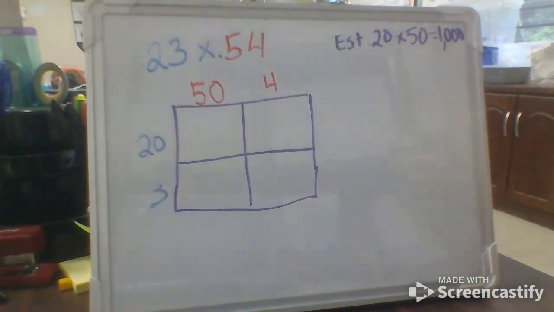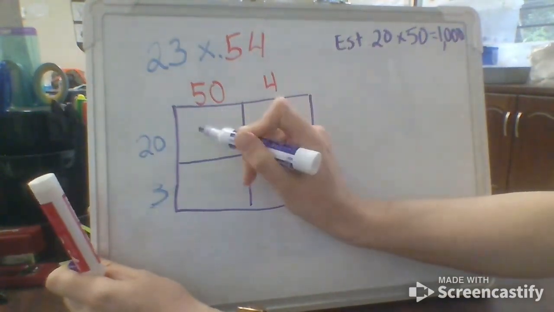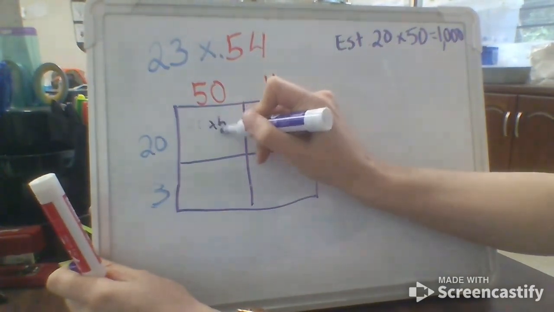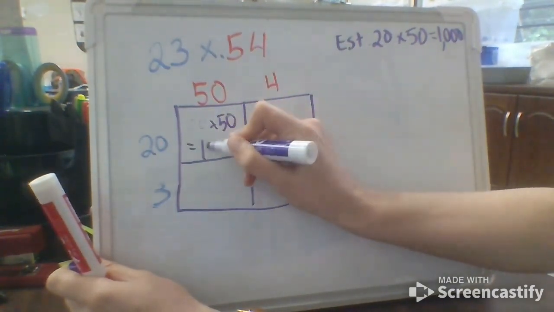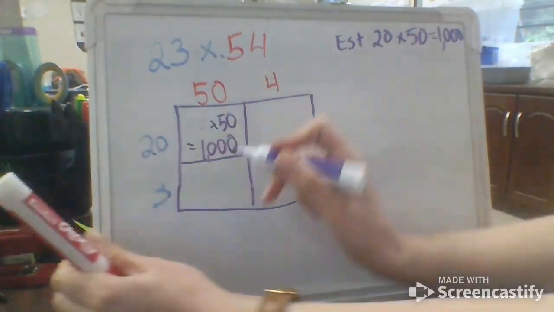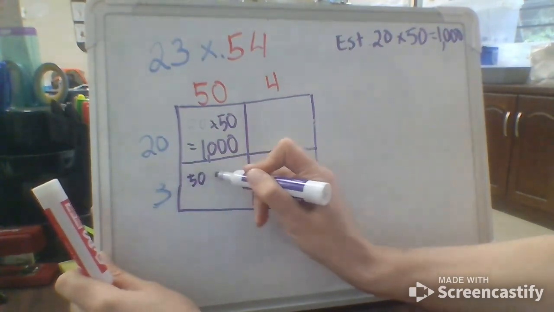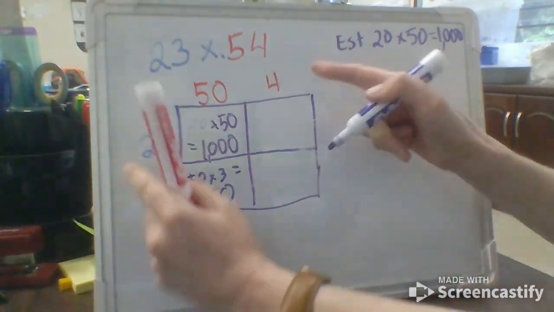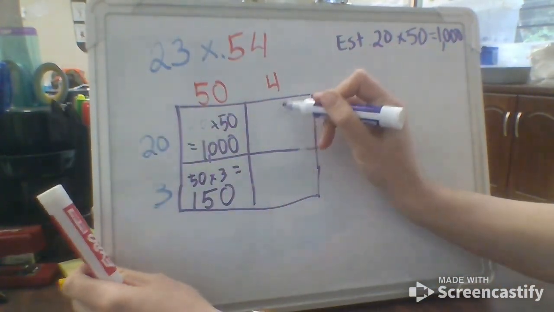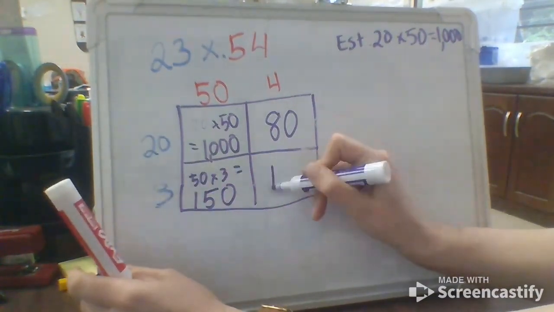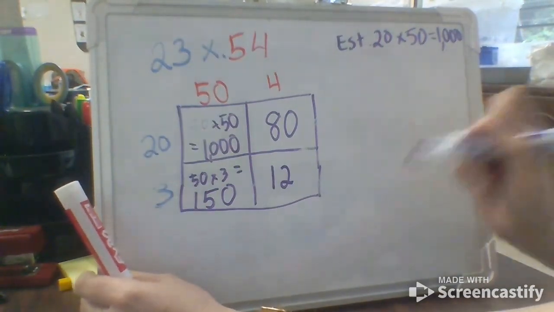Then I'm going to multiply 20 by 50. Oh, I already know, that's 1,000. 50 times 3, 150. Now I continue with 20 by 4. These products are getting smaller. 80, and 3 by 4, 12. Now I have 4 partial products. I'm going to add them up.